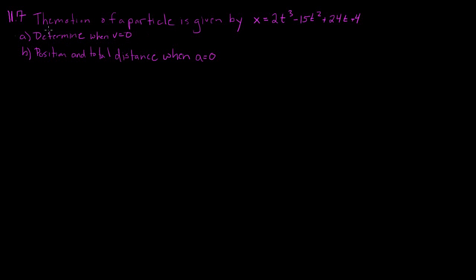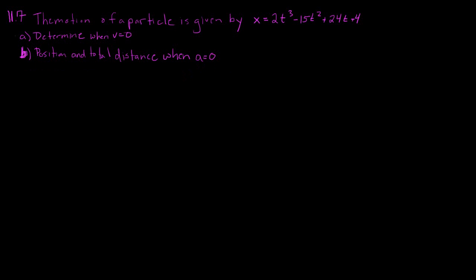The second homework problem says that the motion of a particle is given by the equation x is equal to 2t cubed minus 15t squared plus 24t plus 4, and we're asked to determine when the velocity v is equal to 0 and what the position and total distance are when the acceleration a is equal to 0.